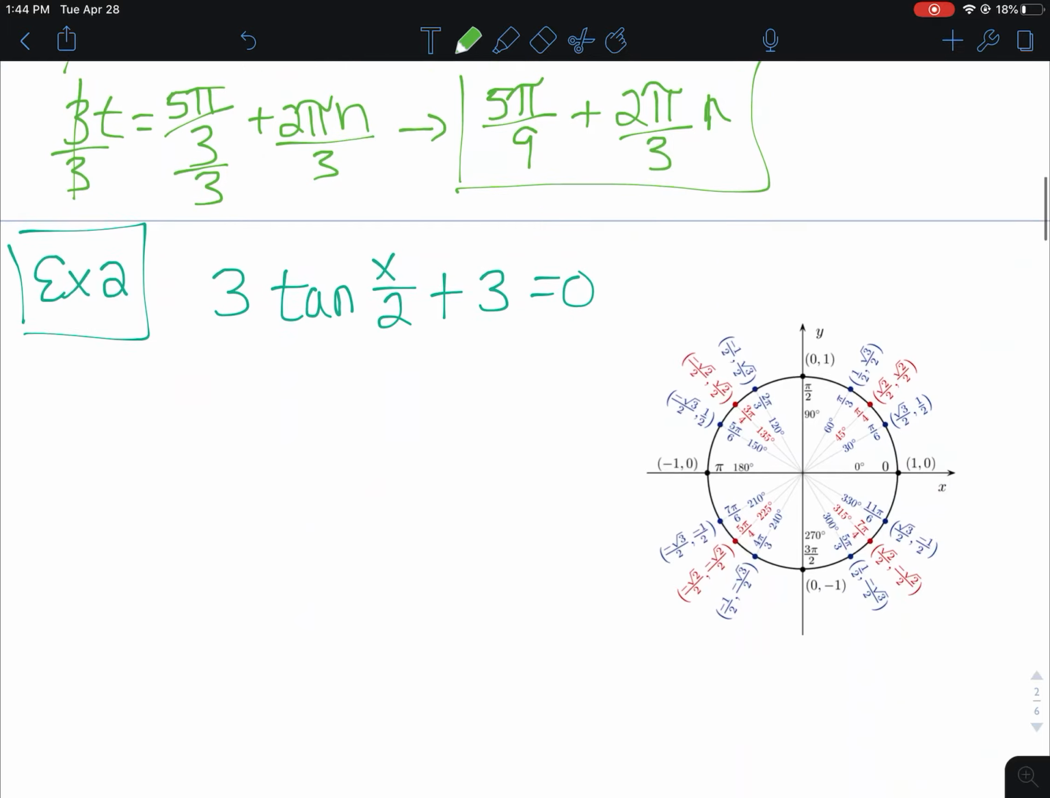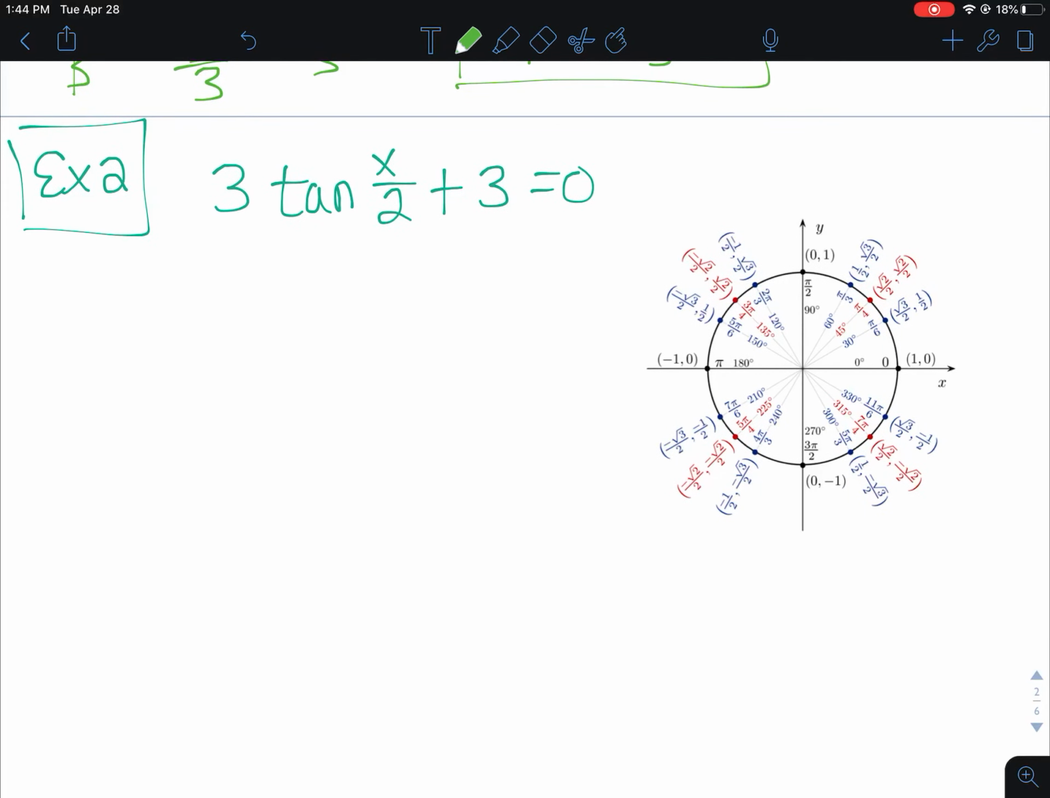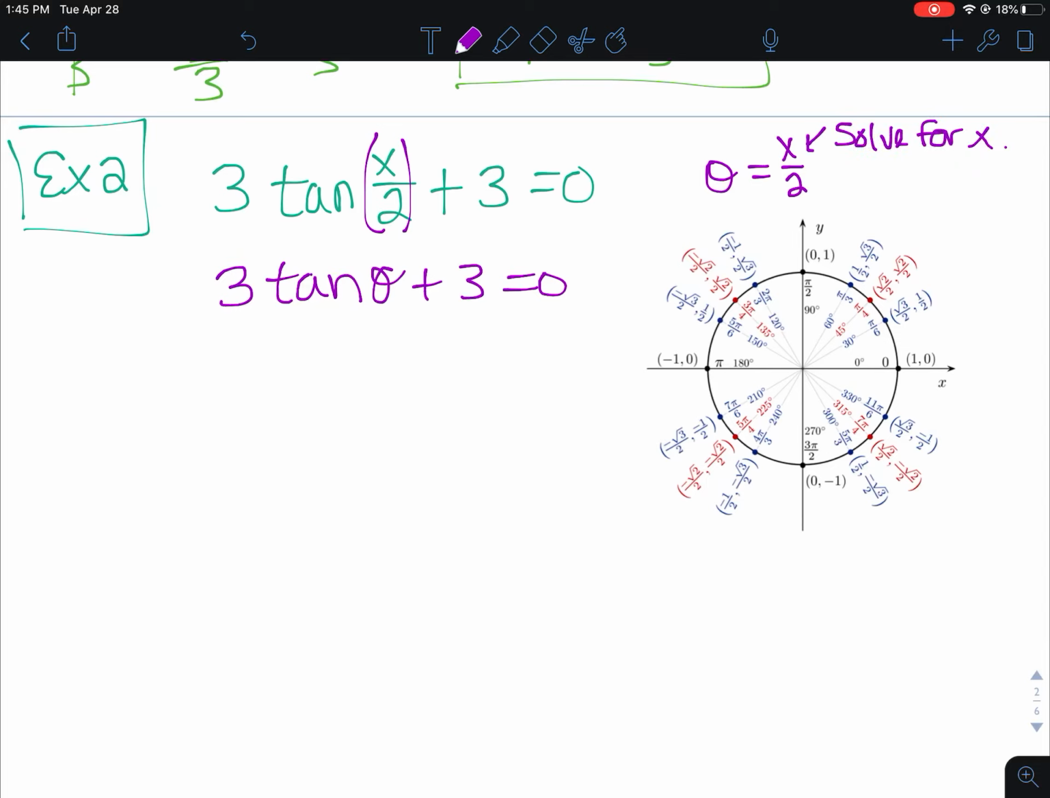All right, so let's try another one in the same fashion. Here we have 3 times the tangent of x over 2 plus 3. Again, remember that this x over 2, that's inside of the function. So I'm going to, just like before, isolate the function. So let's isolate tangent. If it's confusing to you now, right off the bat, we can replace x over 2 with theta. And just remember, theta is really x over 2, right? And that's what we're solving for x.